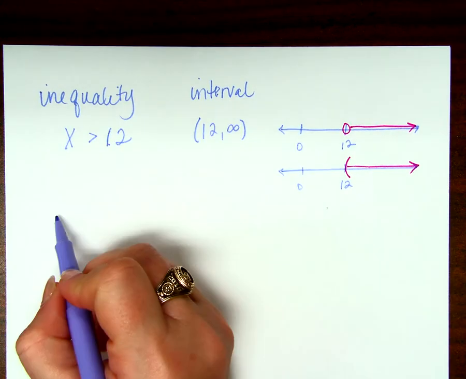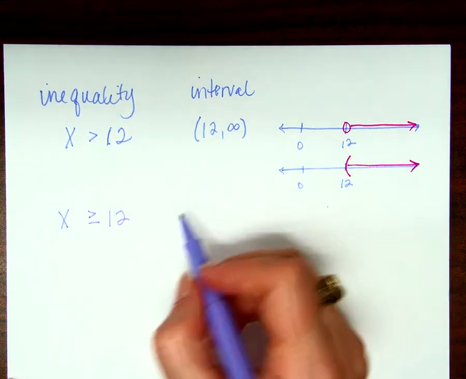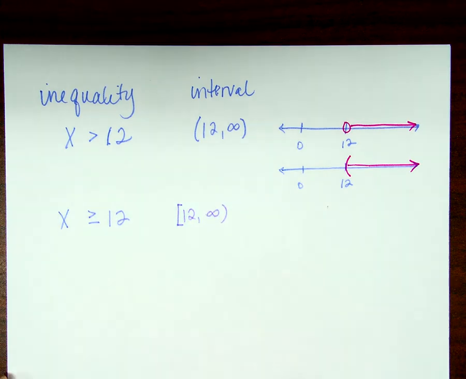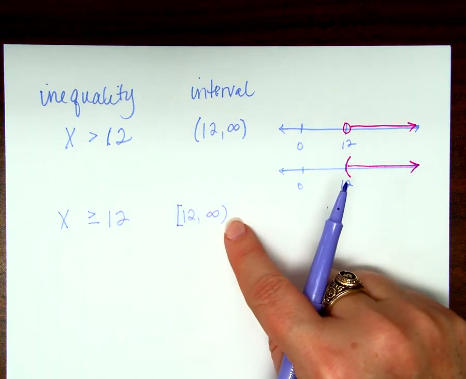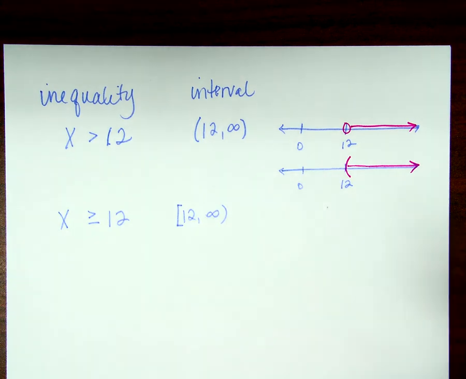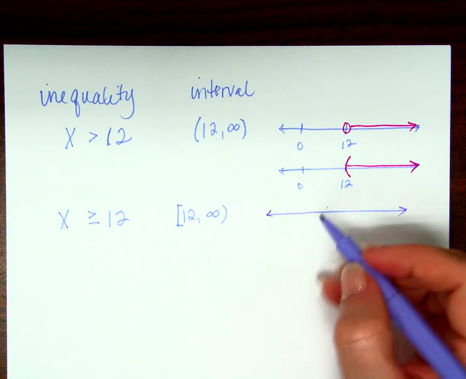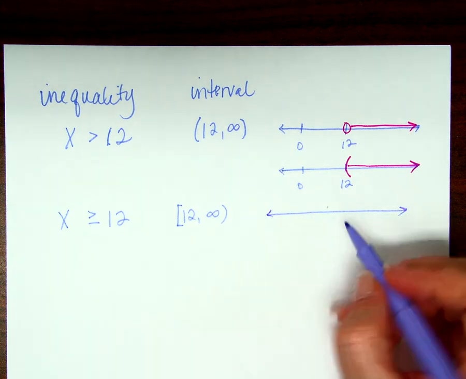So another possibility, it could say x is greater than or equal to 12. Now the only difference this time is it's a bracket with the 12 because it actually includes the 12. Now how come we don't have a bracket on the infinity? Do you know where the infinity is? Neither do I. I don't know where the end is, so I just say all of it, and we notate that by using the parenthesis instead of a bracket, all right? So greater than or equal to 12.